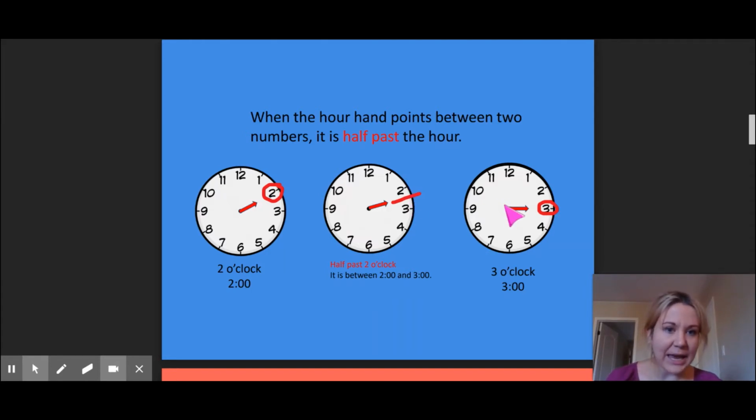And here the short hour hand has made its way to the 3, and it's pointing right at the 3. So we know this is 3 o'clock.